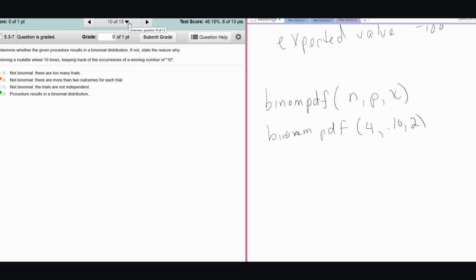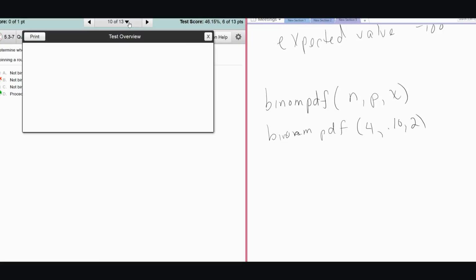The trials are independent. When you spin the wheel, it doesn't matter what happened on the last one. You would have the same probability of getting a 16 each time, and we're spinning it 10 times, so that's our fixed number of trials.